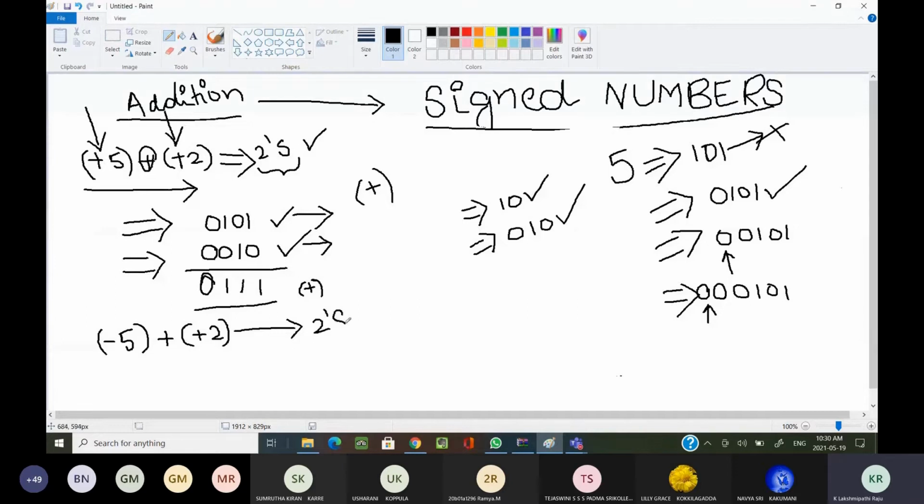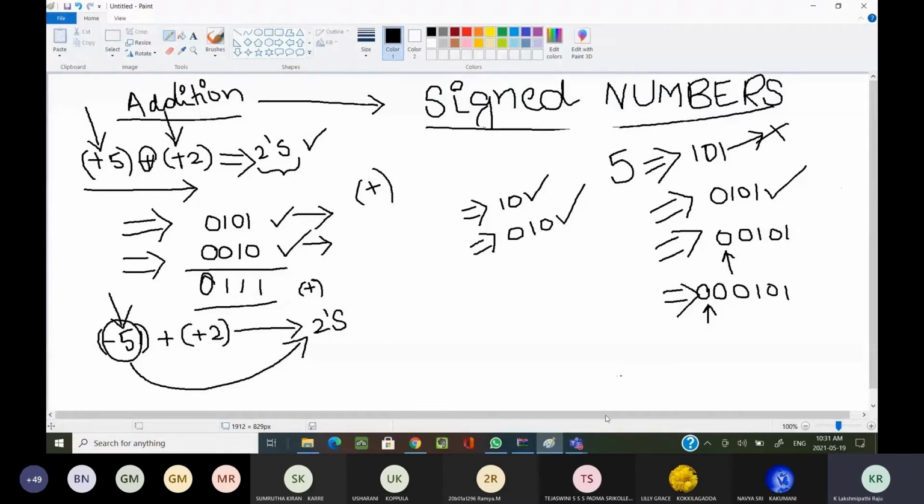Here what I have to do? We have to find the 2's complement of minus 5. Clearly, by seeing the sign, I have taken a negative number, minus 5. Now the negative number we should take as a 2's complement. Why? Because clearly it says 2's complement addition.